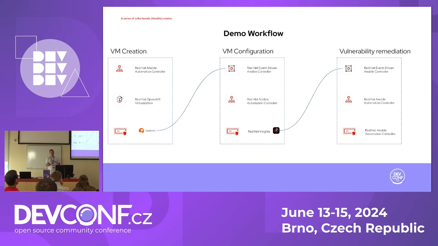We'll see that there will be a lot of security issues because I take a very outdated image, so there is a lot of information that needs to be processed. And it will trigger another job. So the last job will be a workflow where there will be an approval because the update of the package requires a reboot, so we cannot just do that in a super automatic way.